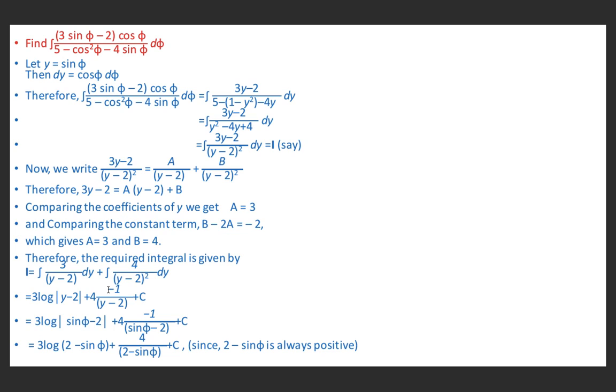If you substitute y equal to sine phi back, it will be 3 log sine phi minus 2 plus 4 upon minus sine phi minus 2 plus c. So it is sine phi minus 2. If you write 2 minus sine phi, take minus common, so it will become plus. So 4 upon 2 minus sine phi. We know that the value of sine phi lies between minus 1 and 1. So 2 minus sine phi is always positive. So instead of modulus sign, I have written 3 log 2 minus sine phi plus 4 upon 2 minus sine phi plus c.